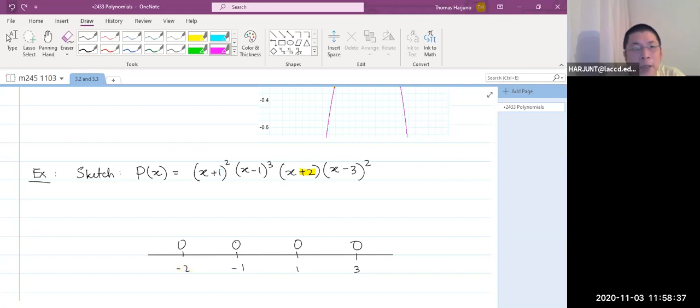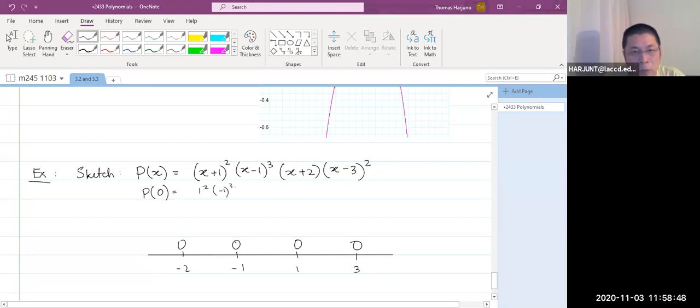Let's see what happens when x equals 0. I try to find the y-intercept. When x equals 0, I get 1 squared, -1 cubed, times 2 times -3 squared. That is 1 times -1 times 2 times 9, which is -18. So when x equals 0, the sign is -18, negative there.